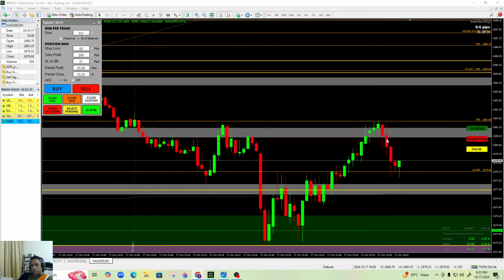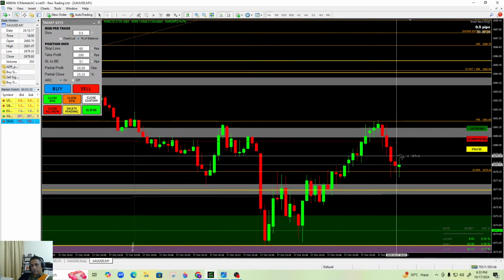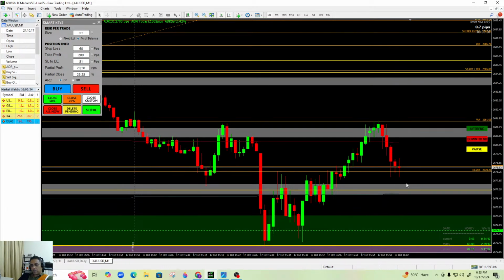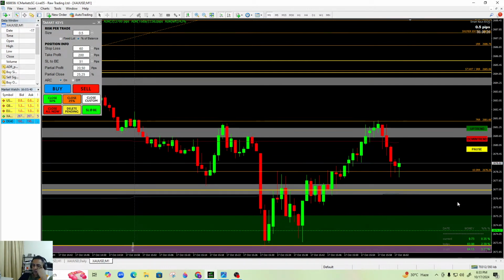So price did push down. Once you have a rejection here, if you are a scalper, you can put your stop loss above that, TP at this support level here, and that's an easy 20 pips. Easy 1-hour trade if you are a scalper.